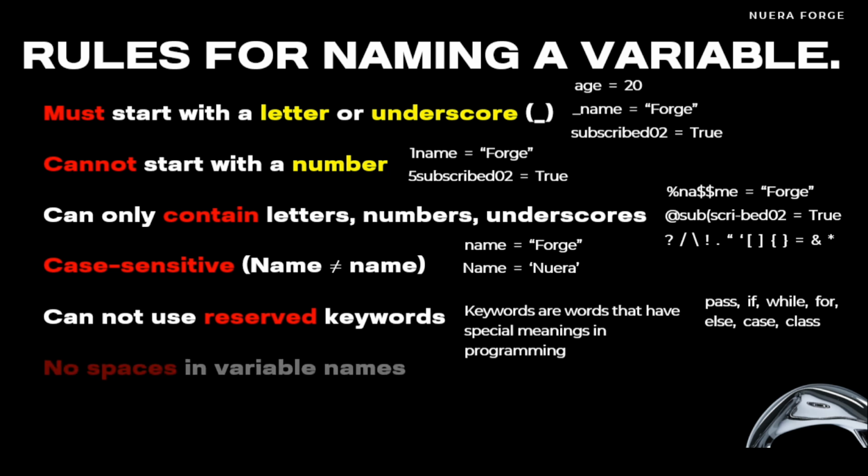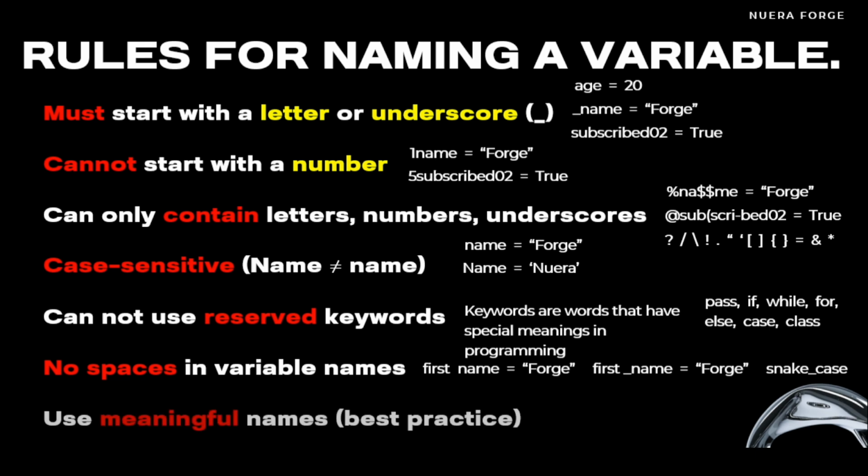Then the other thing is variable names should have no spaces. So no spaces in variable names. This implies that you can't have something like first, then a space, name being assigned to Forge. That's wrong. So there comes in a convention whereby you have to write something like first underscore name being assigned to Forge. And this is called the snake case. There are very many conventions, but in Python we normally adopt the snake case.